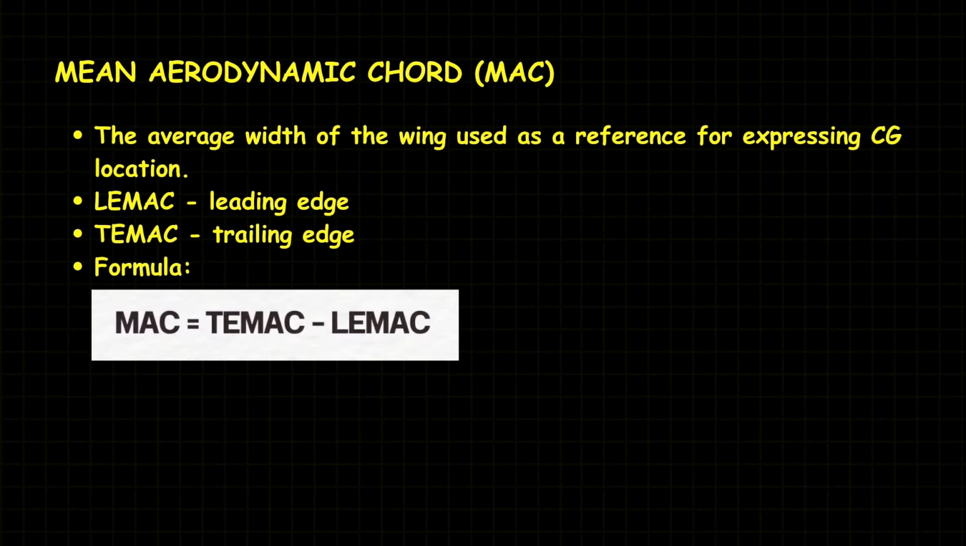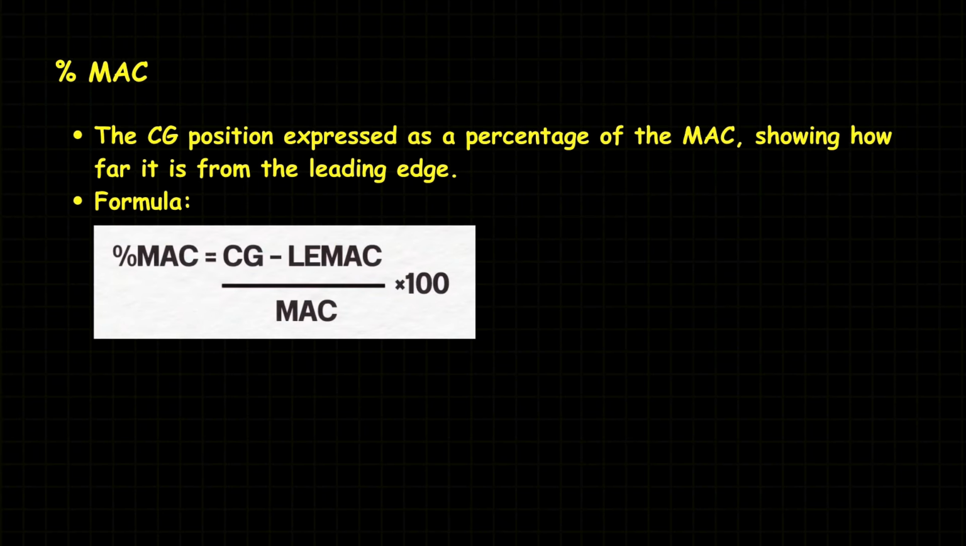To understand stability, we use MAC, the mean aerodynamic chord, the average width of the wing. We measure from the leading edge, LEMAC, to the trailing edge, TEMAC. By calculating percent MAC, we can express the CG position as a percentage, which tells us exactly how stable the aircraft is relative to its wing.